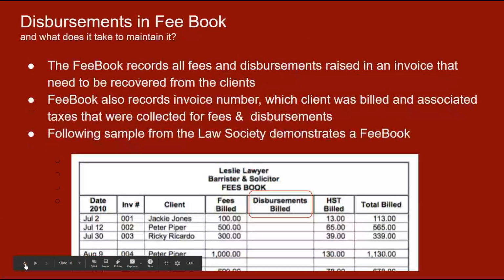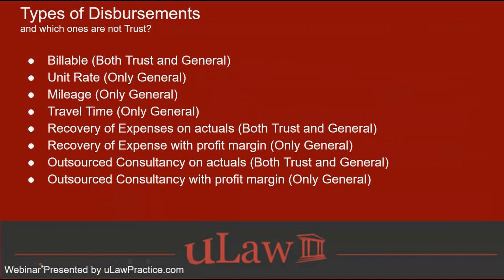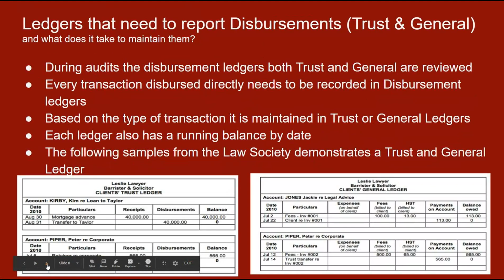Okay, so I know we went through that real quick. After having discussed the concept of disbursements, the only thing that you want to take away from this webinar in terms of Law Society documents, or in terms of disbursements specifically, are the ledgers, the journals, and the fee book. These are important documents that you do have to create. Of course, it's expected to be in a typical template.